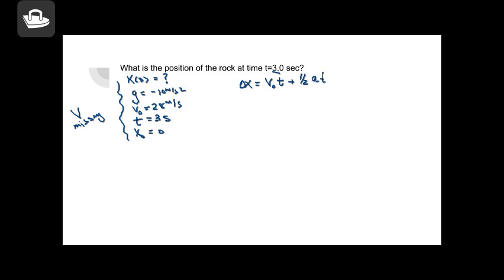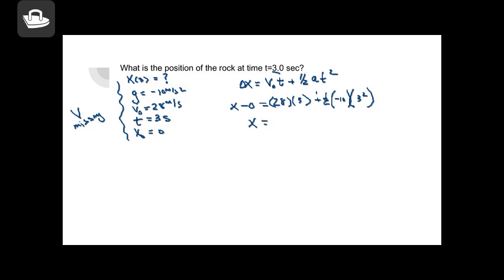Substituting in my variables, my position is what I want to solve for. My initial position is equal to 0. Initial velocity is 28. Time is 3 seconds. I'll just keep it in like that, 1/2, and then I'll put the minus 10 there. Sometimes I like to put the minus sign out here. And then t squared is 3 squared. So substituting all that in, we get that our position at t equals 3 seconds is about 39 meters.